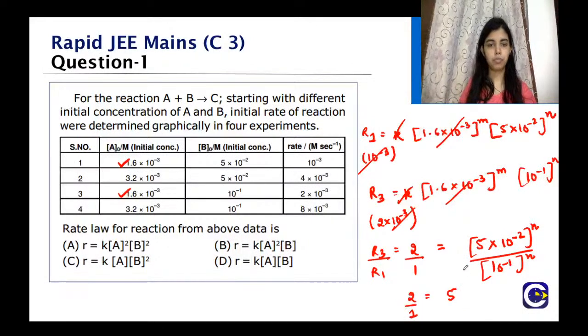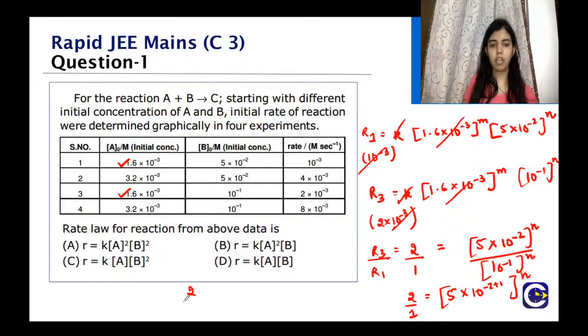5 into 10 raised to the power minus 2 plus 1, raised to the power n. That means 2 divided by 1 will give you 5 into 10 raised to the power minus 1 raised to the power n.